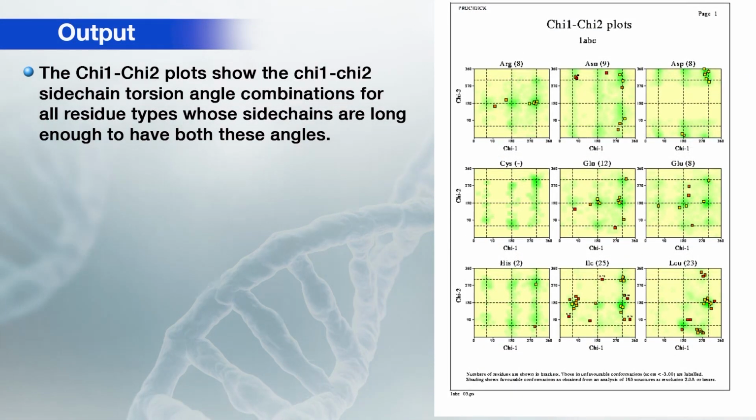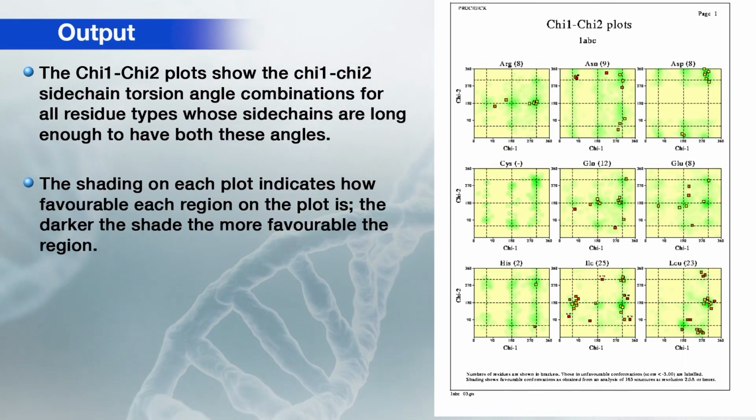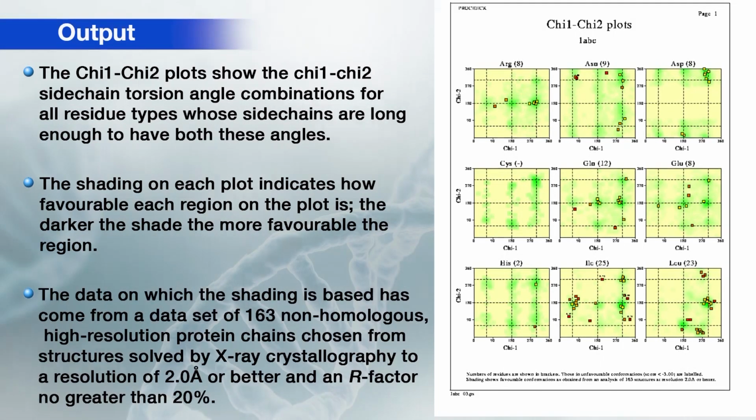The Chi plot shows the Chi side chain torsional angle combinations for all the residue types whose side chains are long enough to have both these angles. The shading on each plot indicates how favorable each region on the plot is. The darker the shade, the more favorable is the region, which we can see. The data on which the shading is based has come from the same data set of 163 non-homologous high resolution protein chains chosen from structures solved by X-ray crystallography, to a resolution of 2 angstrom and better.